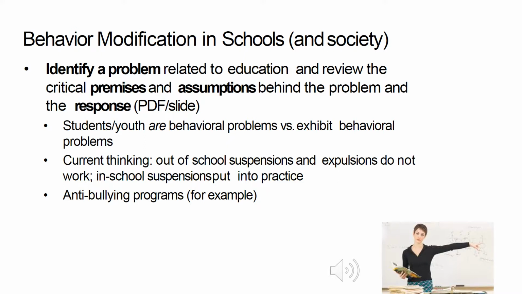So in this instance, you have students or youth with behavior problems versus exhibiting behavior problems, a subtle but important distinction. Then there's current thinking, which may not be so current anymore, but out-of-school suspensions and expulsions have been determined not to work, and in-school suspensions put into practice have demonstrably shown improvement. Anti-bullying programs are another example that could be discussed in this slide or slides.